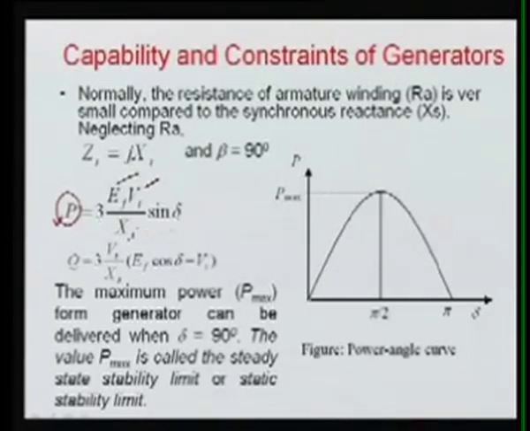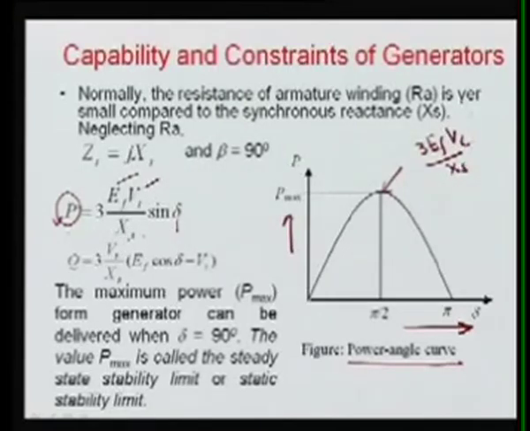From here you can see, if you draw the graph between delta and P, we will get this diagram, and this is called the power angle curve. This is the variation of delta, and P gives this sinusoidal curve. The maximum value we get here is nothing but 3 Ef Vt divided by Xs, and this value is called the steady state stability limit, or static limit.